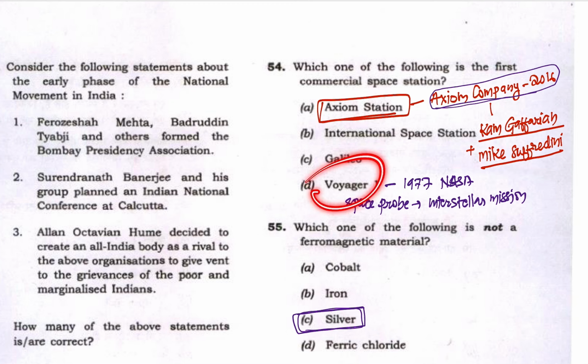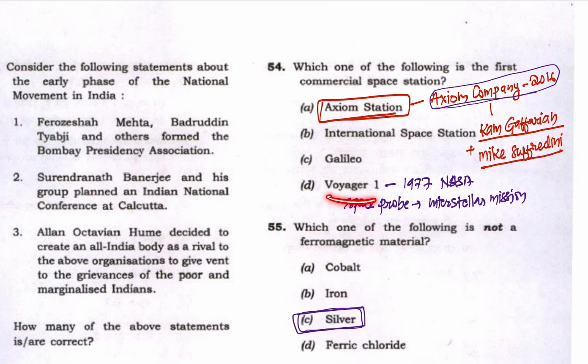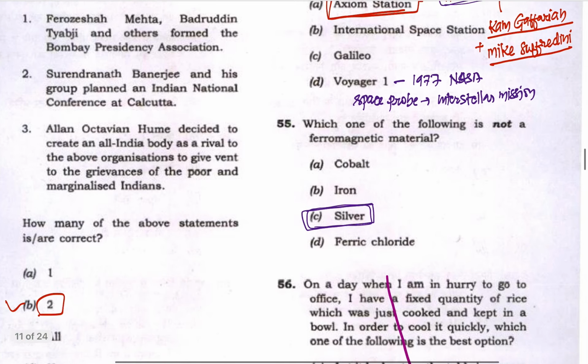Now Voyager is a space probe which was launched in 1977 by NASA, which is on an interstellar mission. So Voyager 1 has already gone out of our solar system and it is still sending signals to NASA.